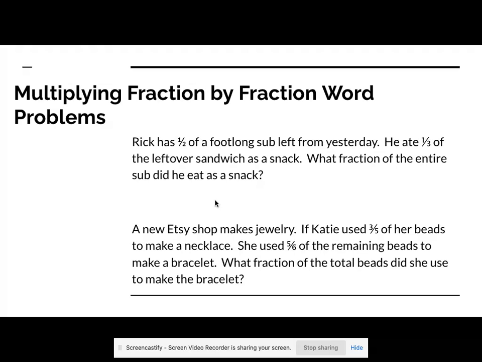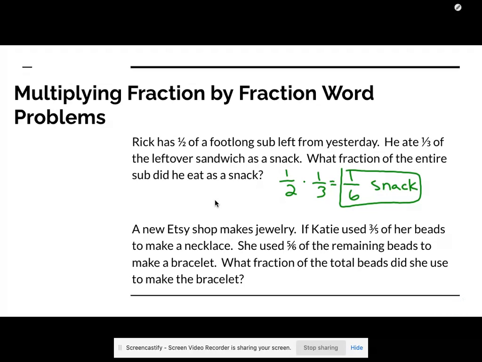So getting into some word problems here, Rick has half of a foot long sub left over from yesterday. He ate 1/3 of the leftover sandwich as a snack. What fraction of the entire sub did he eat as a snack? Well, if I have 1/2 and I'm multiplying it by the third I ate, so 1/2 of the third, and I look to see if I can cancel anything, and I can't. I just multiply straight across to figure that 1/6 was eaten for a snack. And that would be my final answer right there.